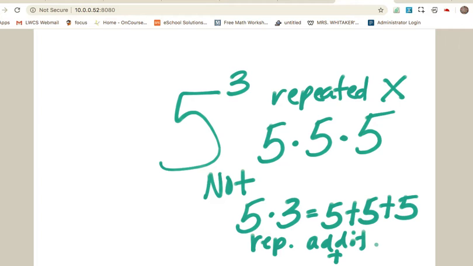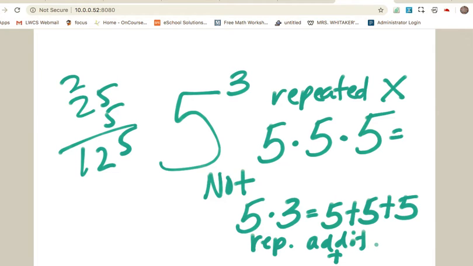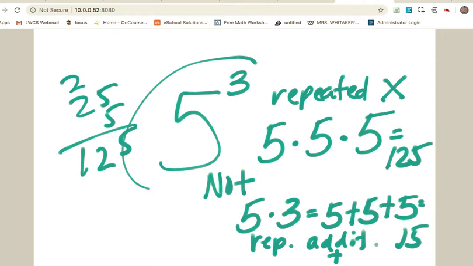Okay, so hopefully that will help you. So if I was really working it out, it'd be 5 times 5, which is 25, and 25 times 5, I think it's 225. Oops, nope, it's 125. So it's going to be a much larger number than just 15. So this is equal to 125.